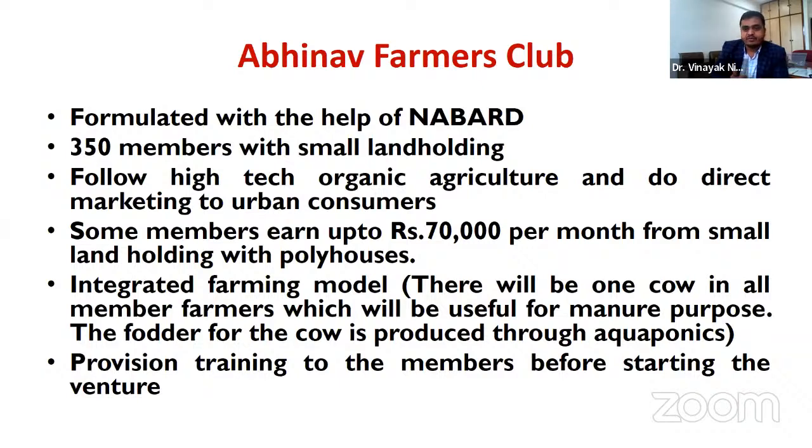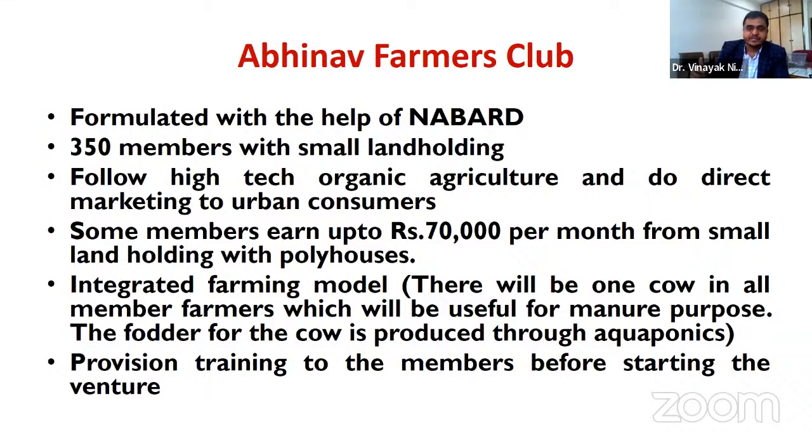They have made a mobile app, and the demand comes from consumers, mostly residential societies in Pune. The residential society puts their demand on that app, and as per that demand they harvest the product. Similarly, they sow the crop in a staggered manner, so that the harvesting does not happen all at once. And they follow an integrated farming system model.